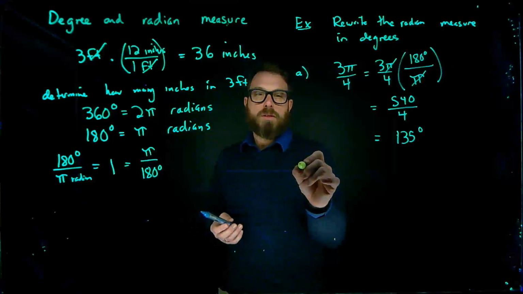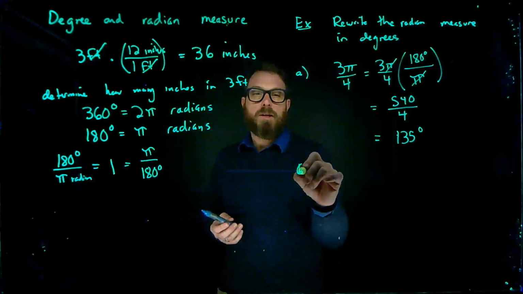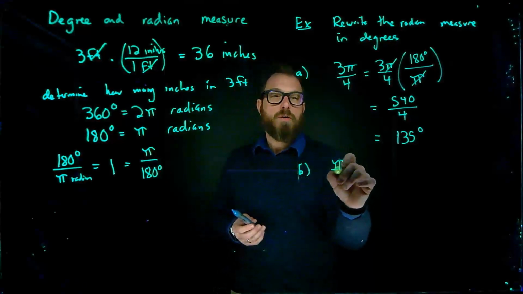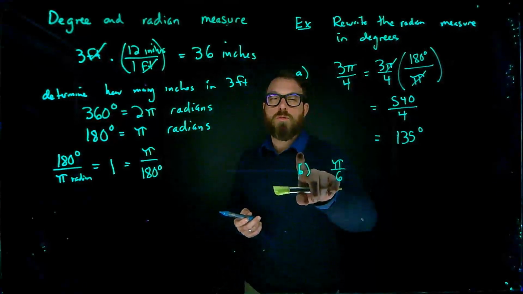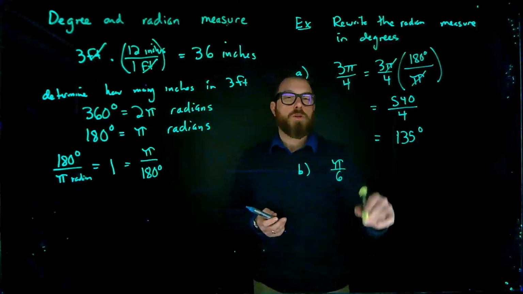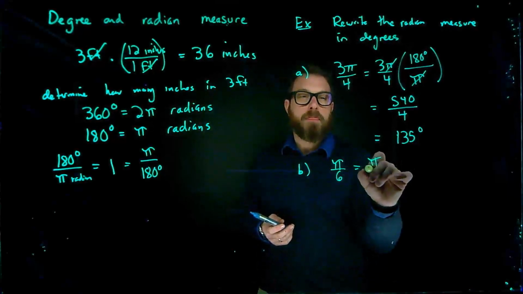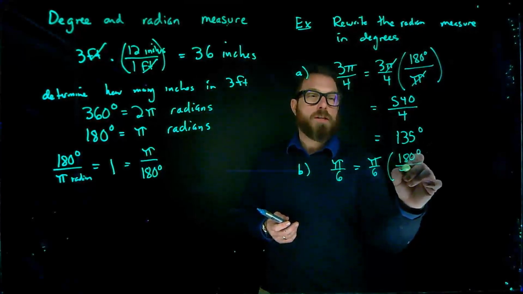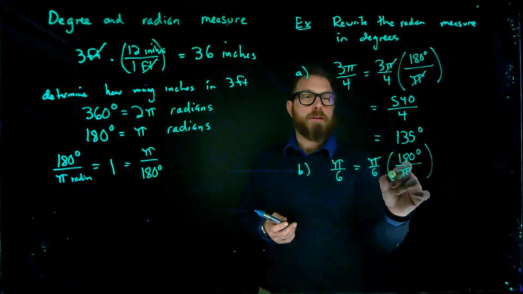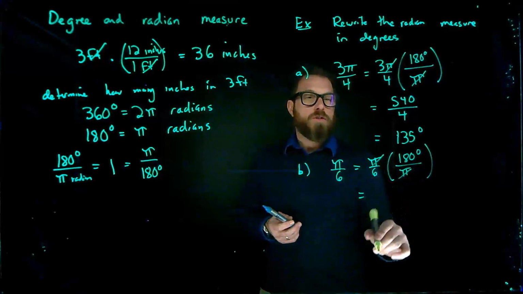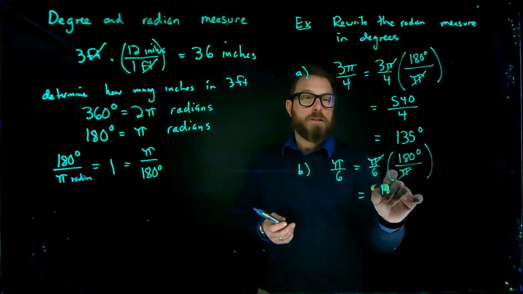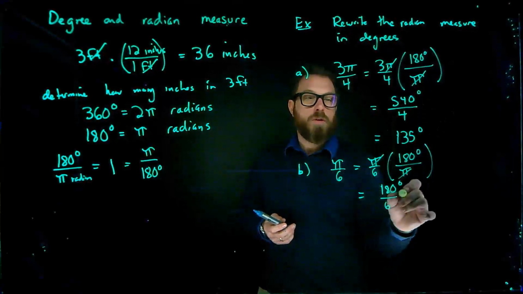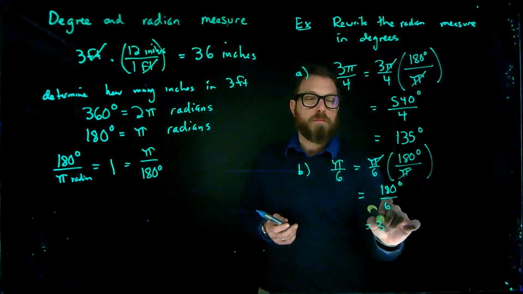What about B? Say I want to take my pi over 6 and turn that into degree measure. Well, I take my pi over 6. I multiply this by the correct unit factor. Remember that I want the radians to cancel, so that's why pi is on the bottom. So then this is going to be 180 degrees divided by 6, which is going to be equal to 30 degrees.